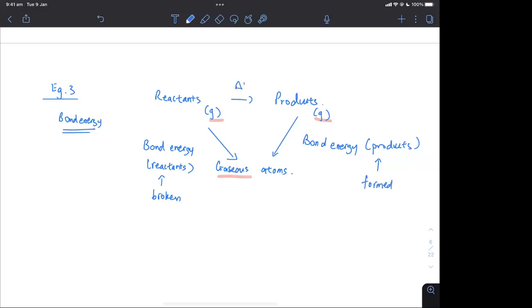We want the enthalpy change. Like I said earlier, you can use enthalpy change of formation or combustion to work this out, or you can use bond energy if everything is in the gaseous state, which is why enthalpy change of reaction equals the sum of the bond energy of reactants that you need to break minus the sum of the bond energy of the products that you need to form following the reaction itself.